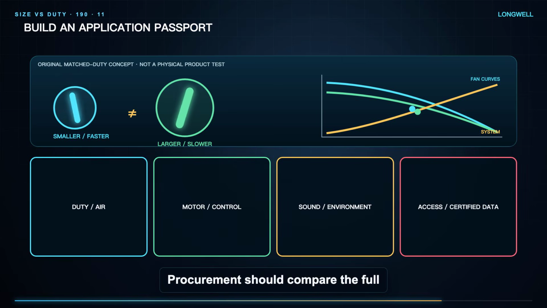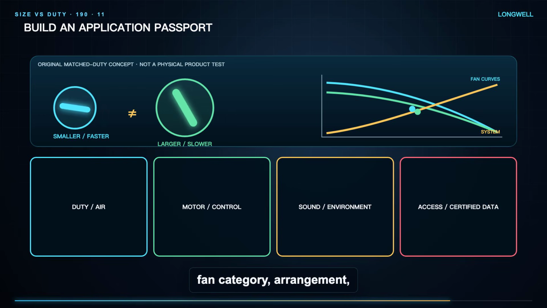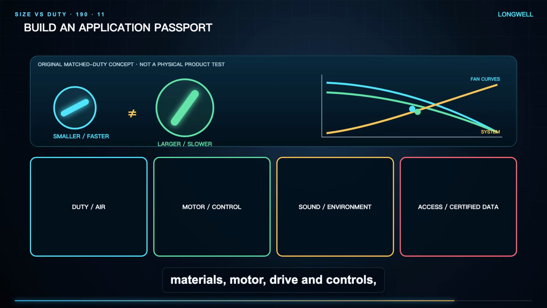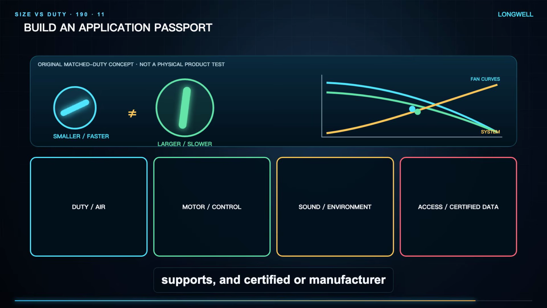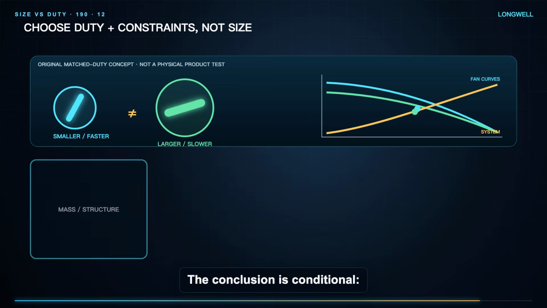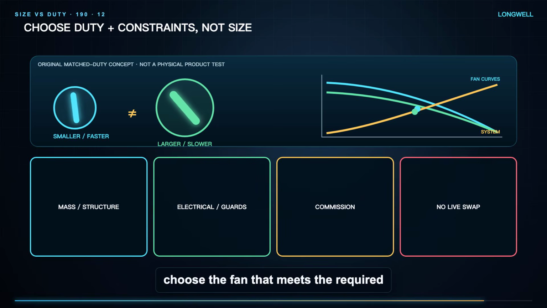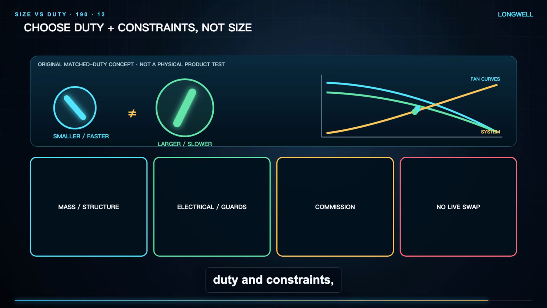Procurement should compare the full application passport, duty point, air properties, fan category, arrangement, materials, motor, drive and controls, electrical supply, stable range, total input, sound method, environmental and listing needs, dimensions, access, guarding, supports, and certified or manufacturer data. The conclusion is conditional. Choose the fan that meets the required duty and constraints, not simply the largest fan.